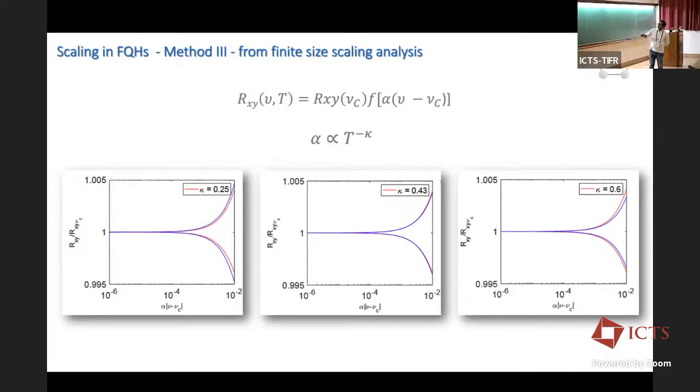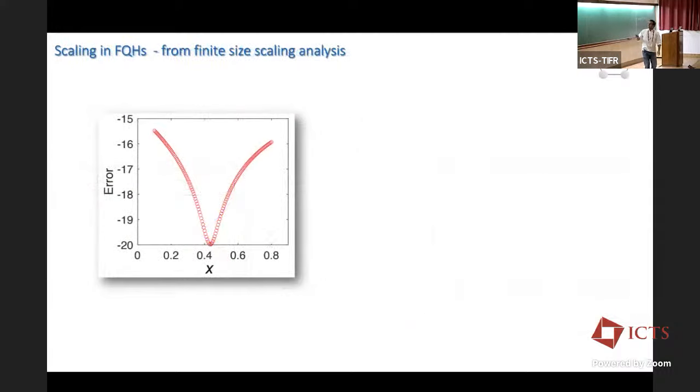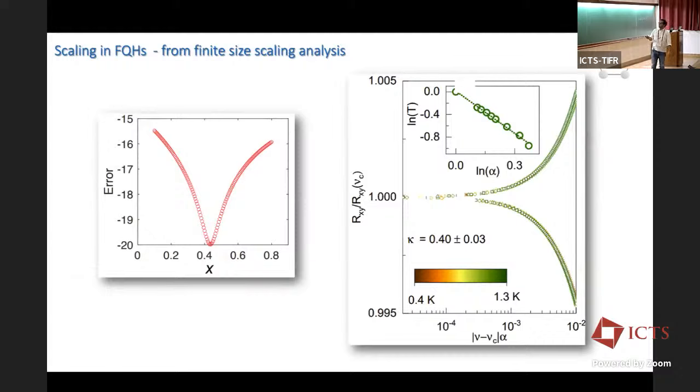So you can see at 0.25 the collapse is bad. At 0.43 the collapse is visually good. At 0.6 it's bad again. But visually it's very difficult to distinguish between 0.4 and 0.45. So we do an error analysis. And you see that on a log scale, the error is minimum at 0.41, which tells you that the finite size scaling is a very good method and the kappa exponent is 0.41. And once you do that, the data from all temperature ranges from 0.4 Kelvin to 1.3 Kelvin collapse into a single curve, telling you that the finite size scaling is really happening.